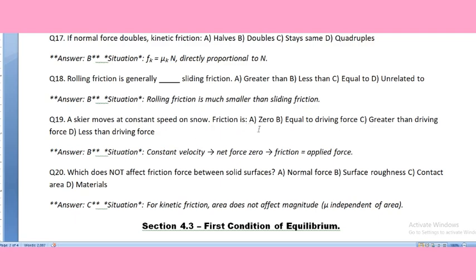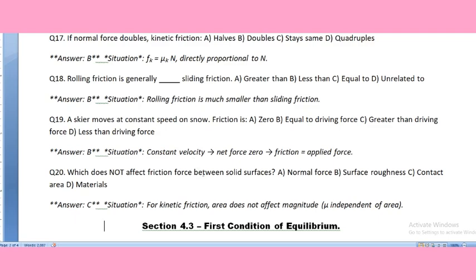The next question, question number 19. A car moves at a constant speed on snow. Friction is: choice A, 0; choice B, equal to the driving force; choice C, greater than the driving force; choice D, less than the driving force. According to the given, the car moves at a constant speed on snow. With constant velocity, the net force is 0. From this, friction is equal to the applied force.